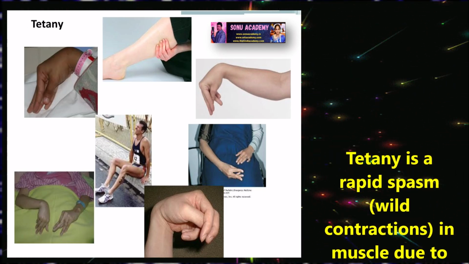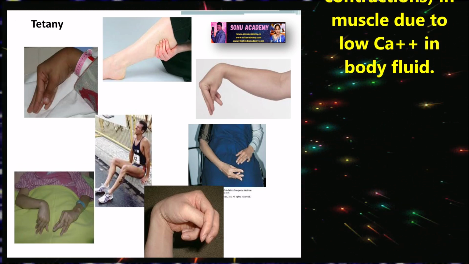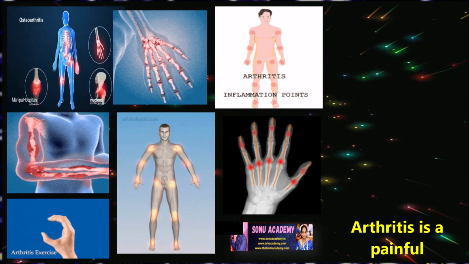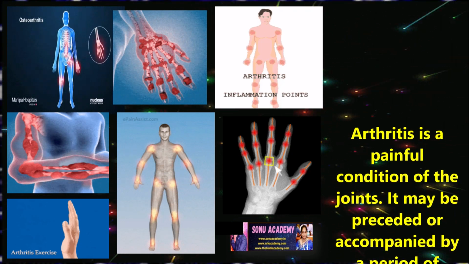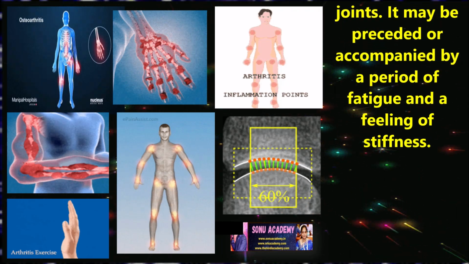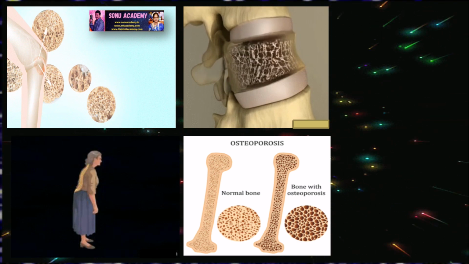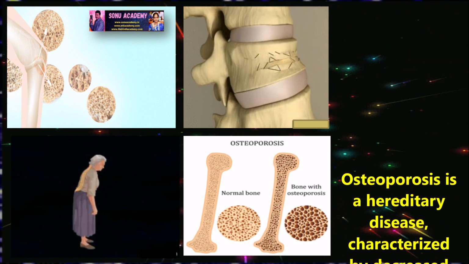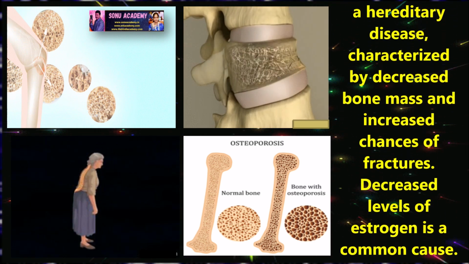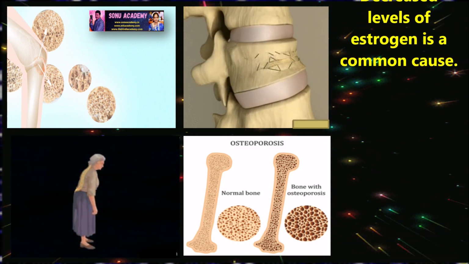Tetany. Tetany is a rapid spasm, meaning wild contractions in muscle, due to low calcium in body fluid. Arthritis. Arthritis is a painful condition of the joints. It may be preceded or accompanied by a period of fatigue and feeling of stiffness. Osteoporosis is a hereditary disease characterized by decreased bone mass and increased chance of fractures. Decreased levels of estrogen is a common cause for this disease.